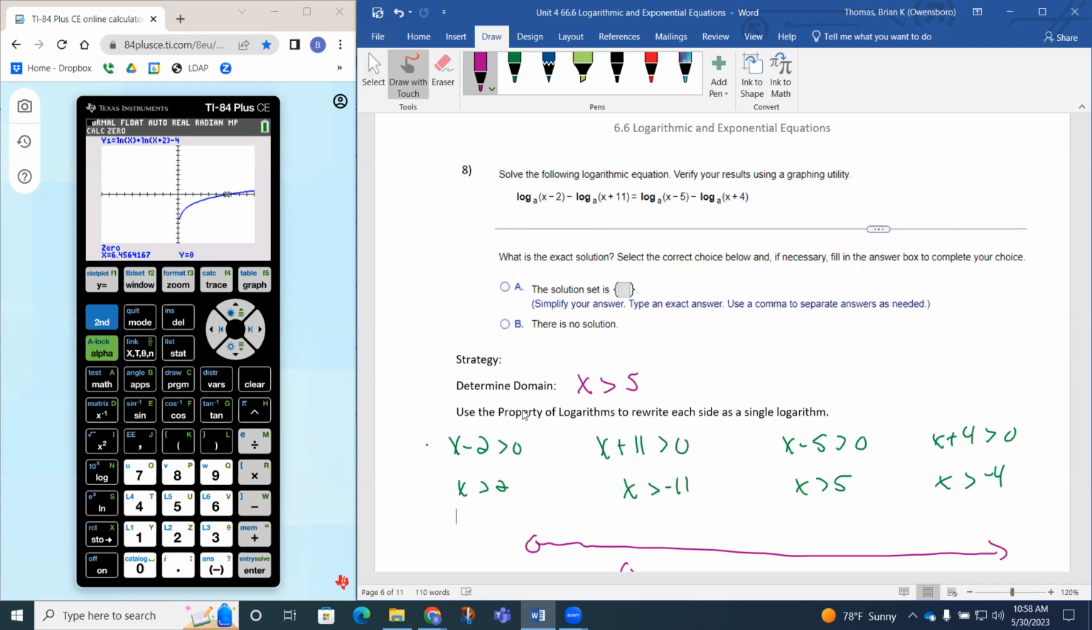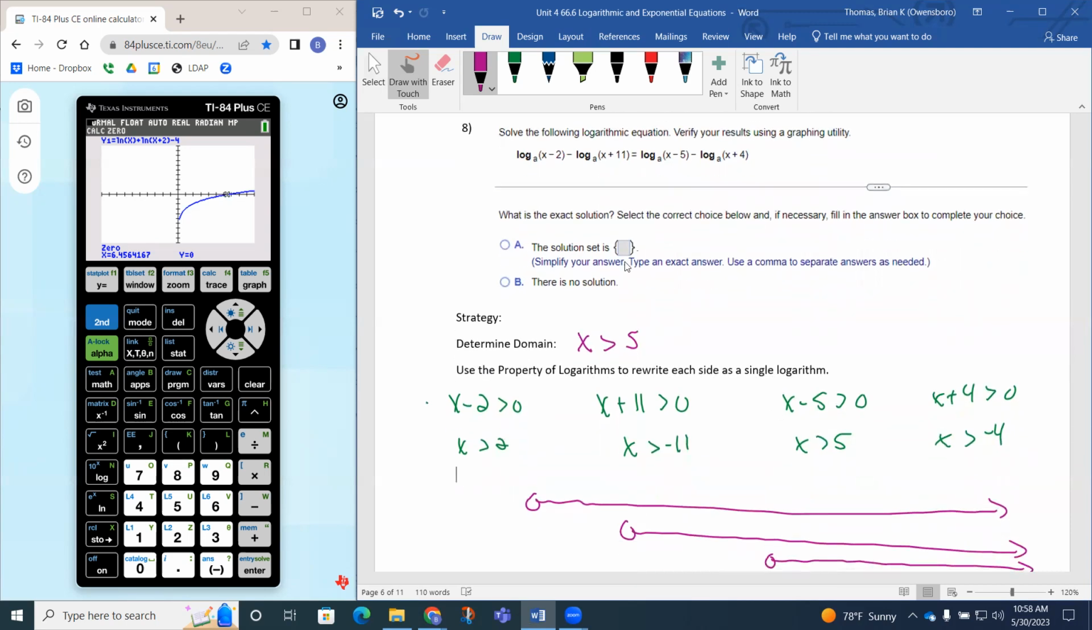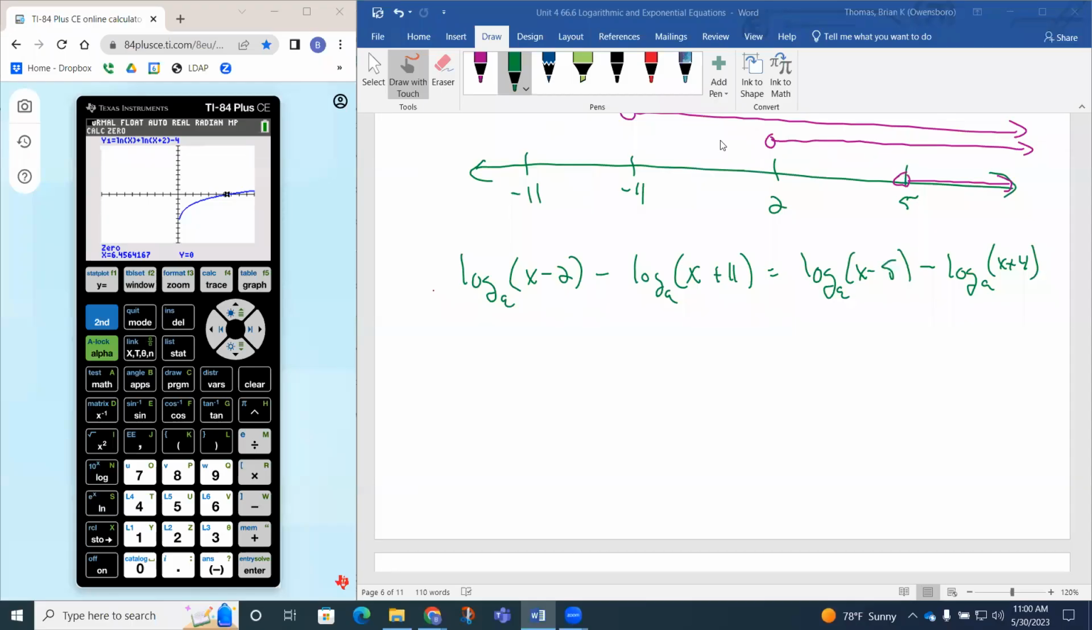So one of the things we want to do once we determine the domain is use the property of logarithms to rewrite each side as a single logarithm. So we have this log of x minus 2 minus the log of x plus 11. So let me pause this video for a second and rewrite this problem here. We have the log of x minus 2 base a minus the log of x plus 11 base a is equal to the log of x minus 5 base a minus the log of x plus 4 base a.